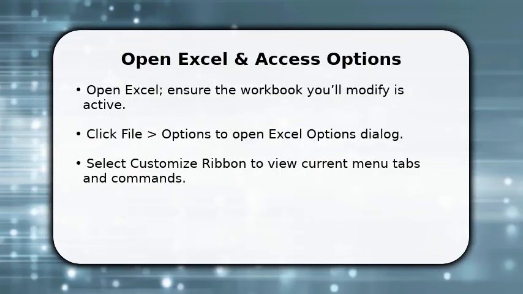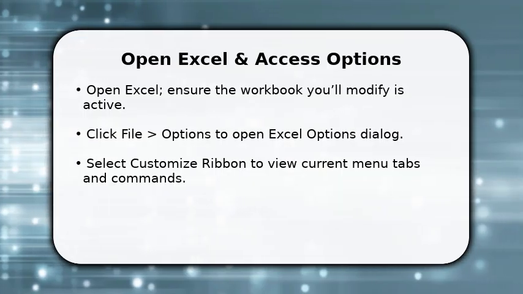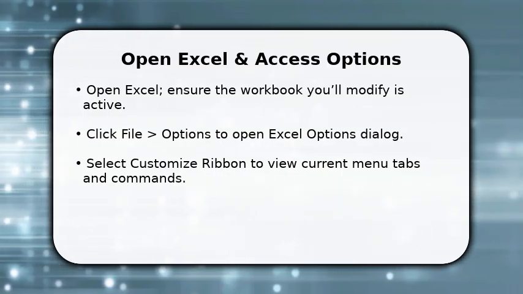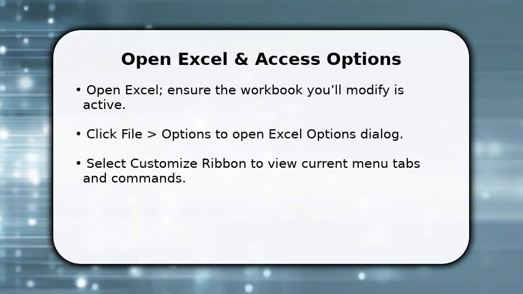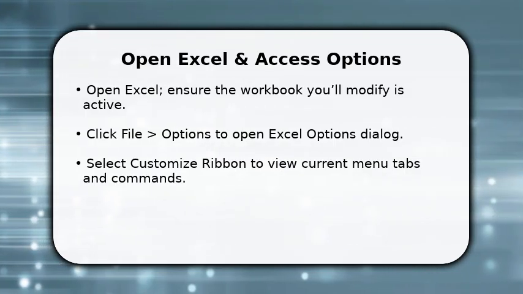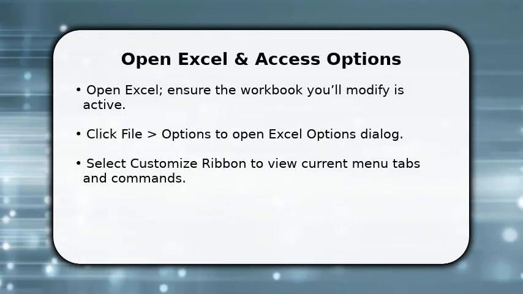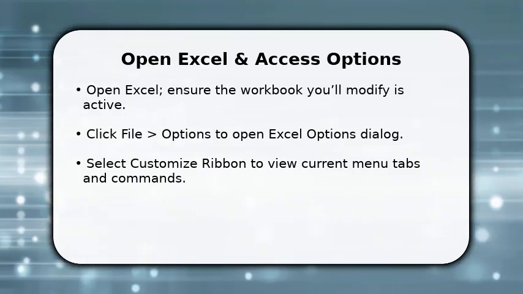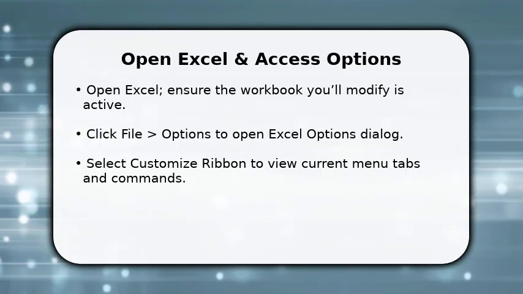You start by opening Excel and choosing the workbook you'll change. Once done, click File and then Options to open the Excel Options dialog. This is where ribbon and menu settings live. Make sure to select Customize Ribbon on the left so you can see tabs, groups, and commands. You're now in the right place to add items.